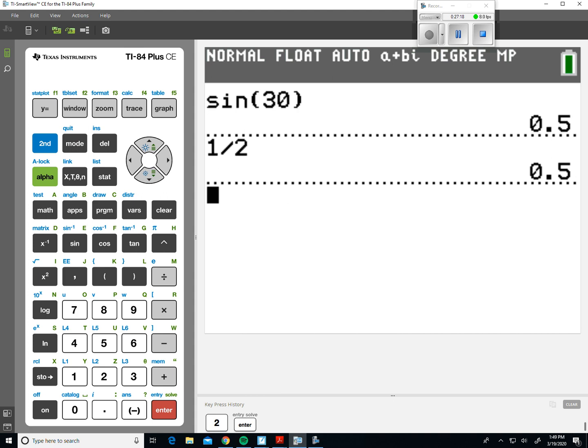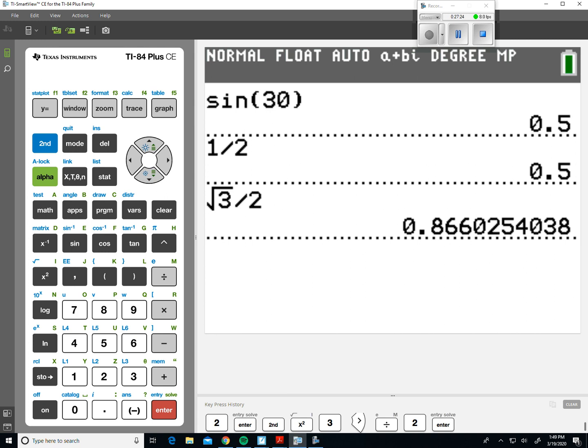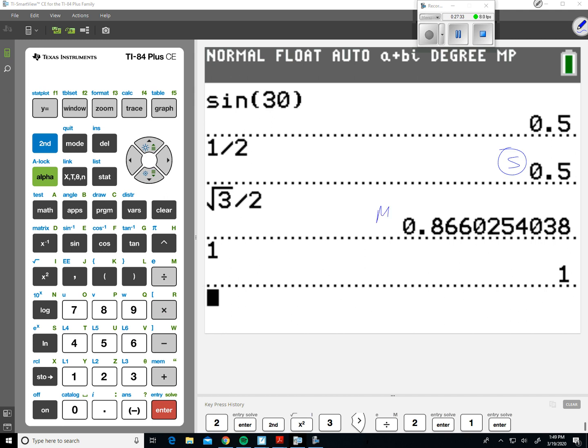That's my small side. What about the square root of 3 divided by 2? And of course, we all know what 1 is. So again, if you classify those side lengths, that's the small guy, there's the medium guy, and there's the large guy for our side lengths.